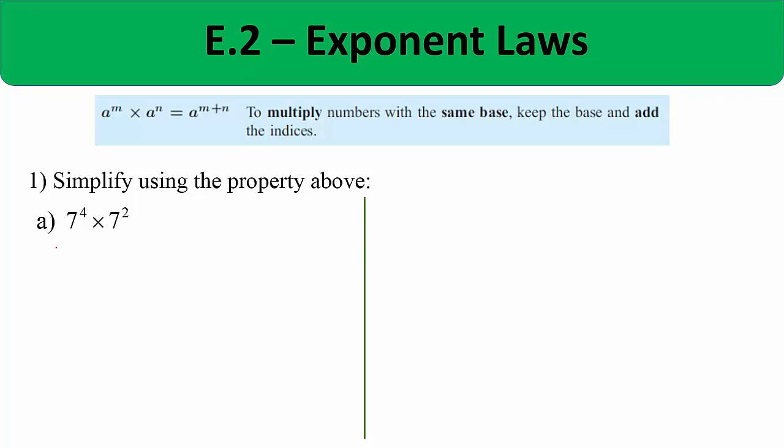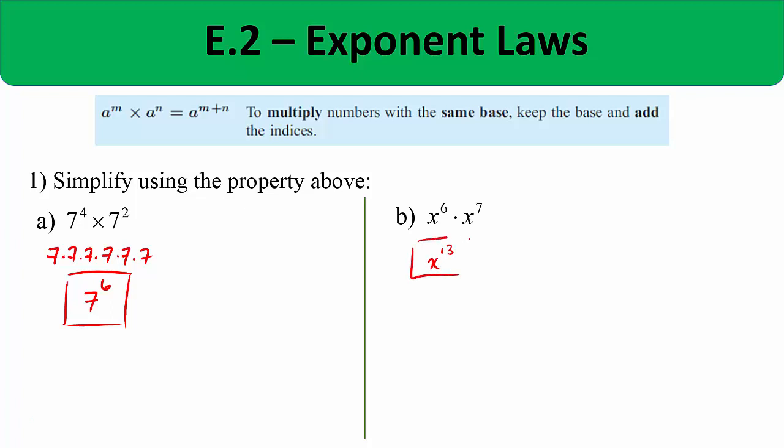If I have 7 to the power of 4, that's 7 times 7 times 7 times 7. 7 to the power of 2 is 7 times 7. So if I multiply all of that together, I in essence have 6 7s being multiplied, or 7 to the power of 6. The shortcut is by realizing that if we add the original two exponents, 4 and 2, we get 6. That's why this holds true. So if we have x to the power of 6 times x to the power of 7, we can simply add those exponents together and get x to the power of 13.